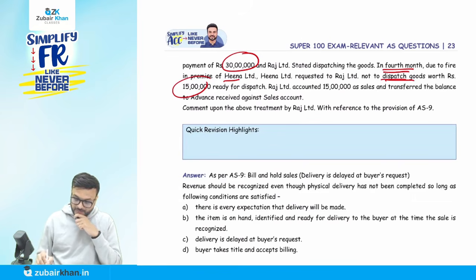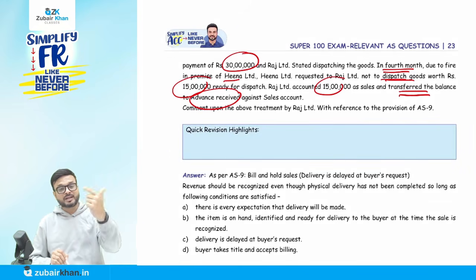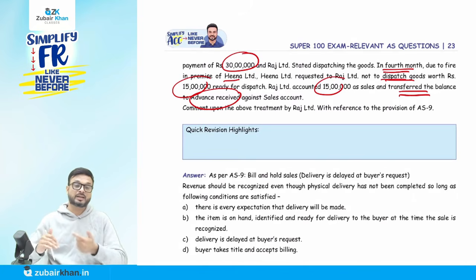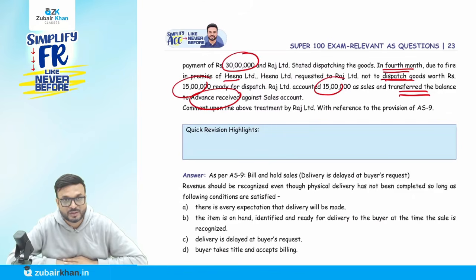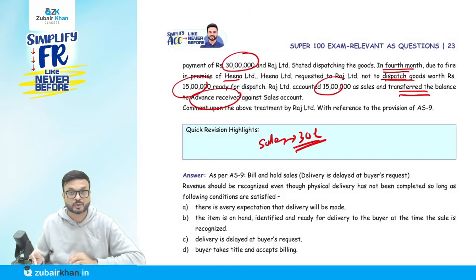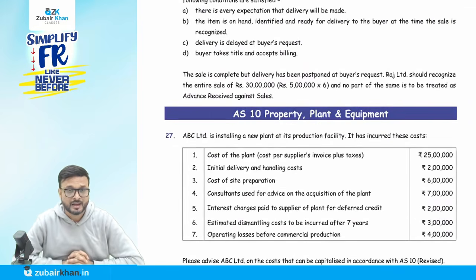Raj records 15 lakhs in the account, and for the balance, you requested me to delay the delivery of the goods. So it will not be recorded as an advance. It will be recorded as sales only, because the delivery of the goods is delayed on the request of the buyer. So it will be recorded as sales, the complete 30 lakhs. How much is the sales here? Complete 30 lakhs. Okay, so we are done with Accounting Standard 9 for today.